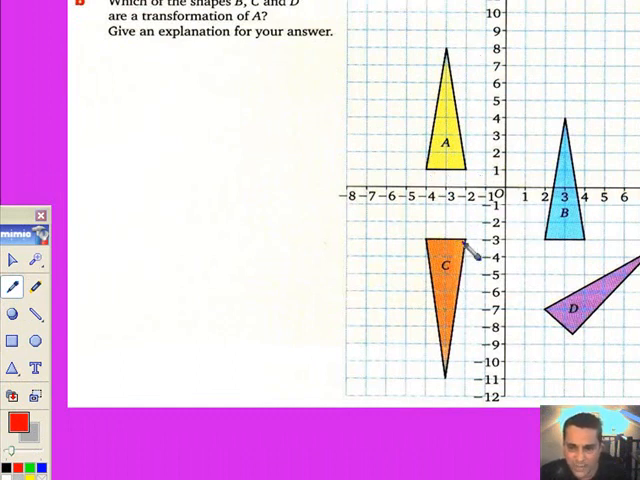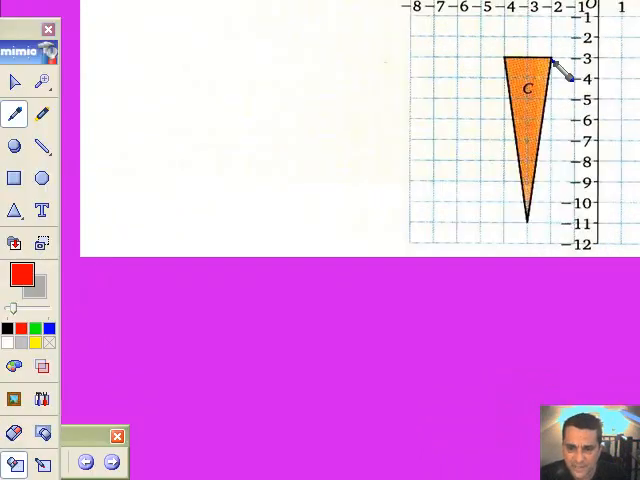Now straight away, let's look at C. 2 units base, very good. What about the height of A? 1, 2, 3, 4, 5, 6, 7. What about the height of C? 1, 2, 3, 4, 5, 6, 7, 8. So C is not congruent to A. It's not identical to A.